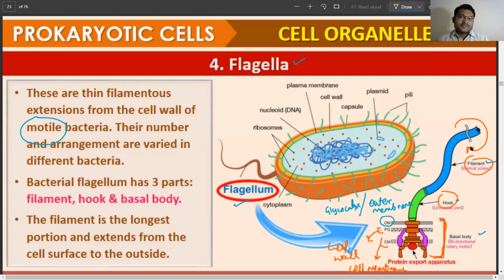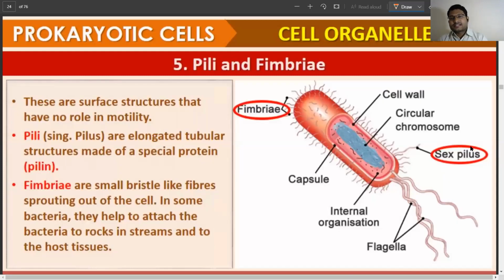Now there are a number of small bristle-like structures that are the pili or the fimbriae. These are surface structures, but remember, they have no role in the motility. They do not do anything in motility or movement. So what role do they have?